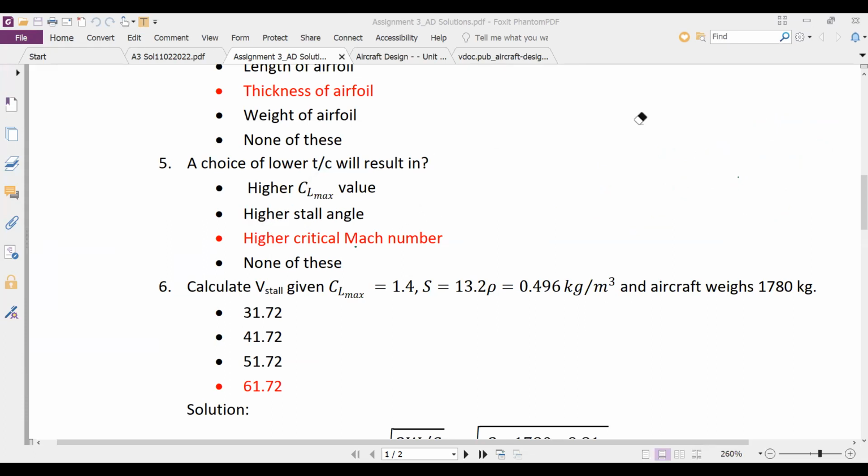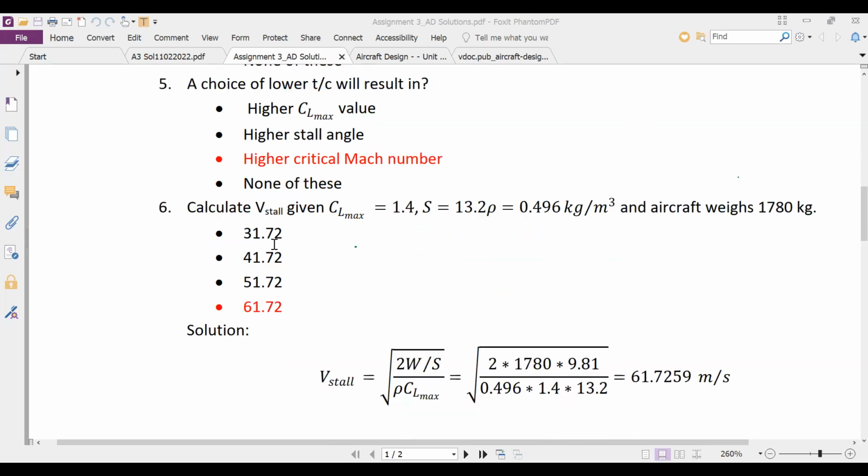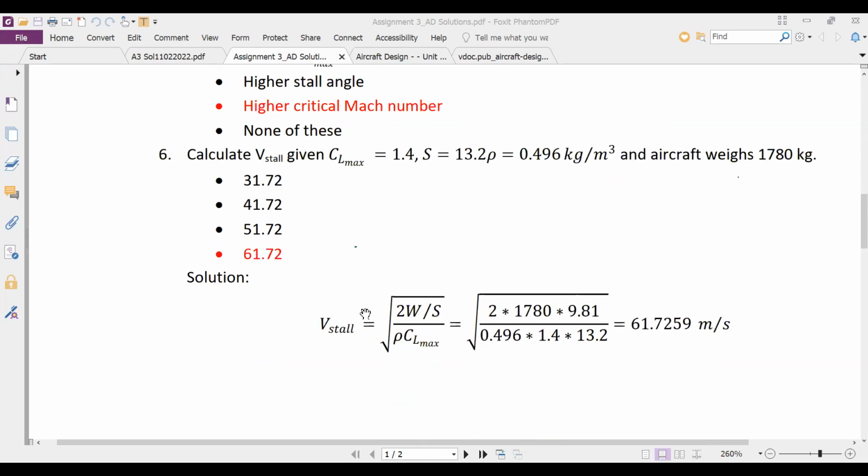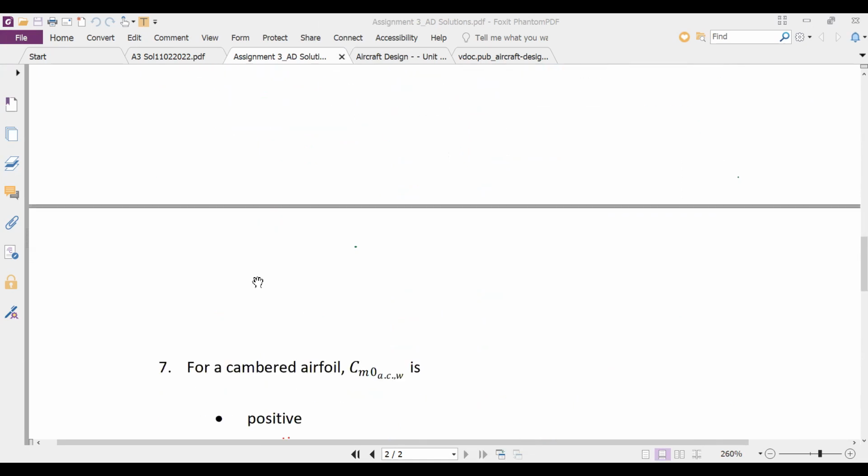We go to the next question, which is about computing the stall velocity, and you can clearly see the solution. This formula has appeared so many times that I don't want to keep repeating it. You just substitute these numbers and you get the answer. So let's go ahead.